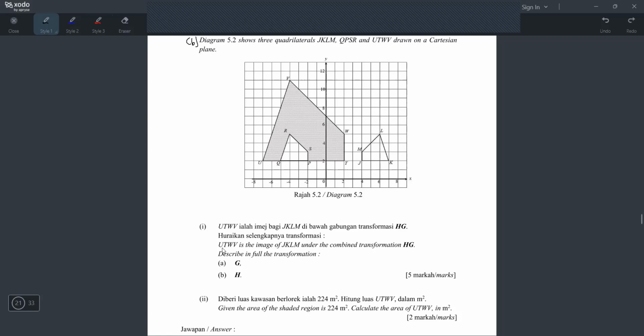So, we have to read this line first. UTWV is the image of JKLM under two transformations HG. It means two transformations, two arrows. The first is transformation G, the second is H, because we must do the back one first. So G first, then H. And then, which is the image and which is the object? UTWV is the image of JKLM. So UTWV must be written at the back because it is the image. And JKLM is the very front one. Let's read again: UTWV is the image of JKLM under two transformations HG, but we must do G first then H.